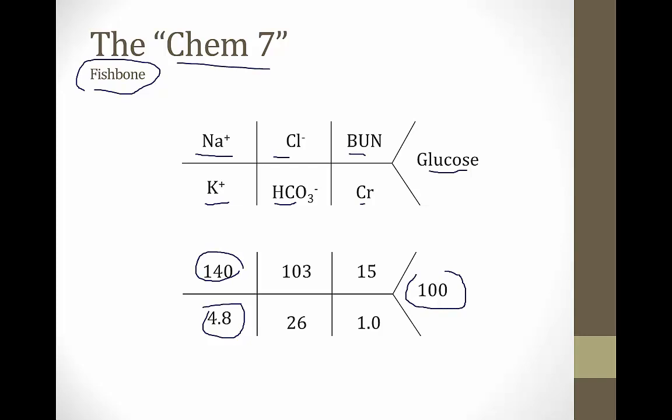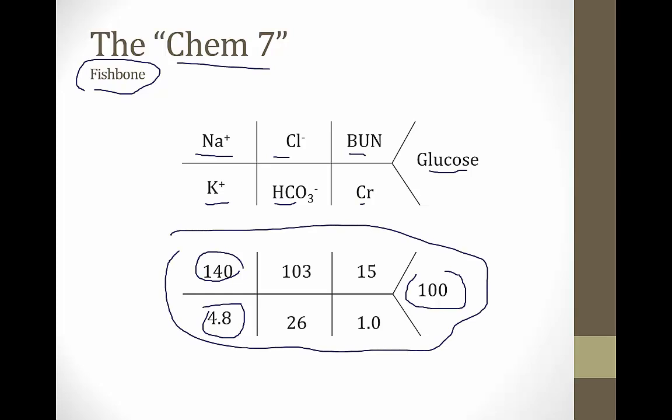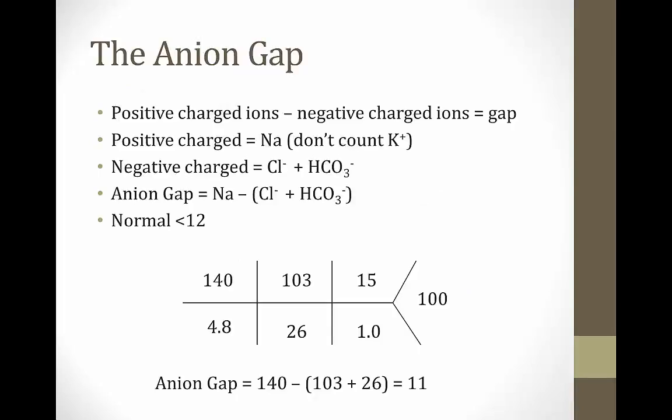So get familiar with the fishbone so that when you're rounding in the hospital and you see something like this in the chart, you will know that 103 is the chloride and that 1.0 is the creatinine. They're always written in the same place. So once you know the Chem 7, you can determine the anion gap. And to understand the anion gap, let's draw a picture.